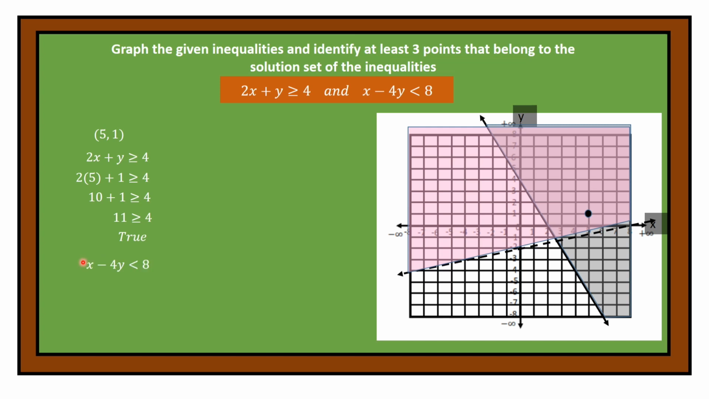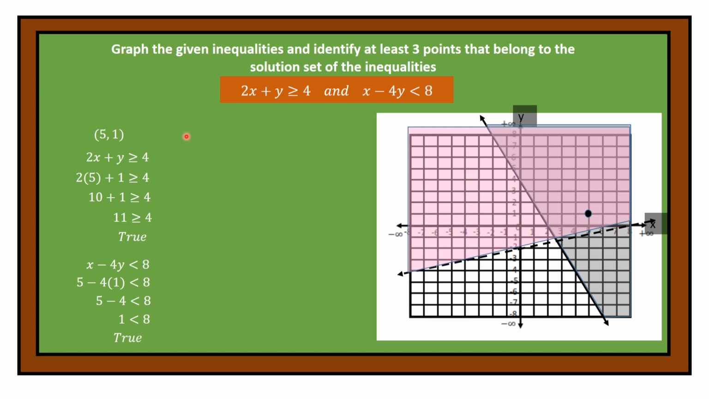Next, para sa ating second linear inequality, we have x minus 4y is less than 8. So, papalitan din natin ang x ng 5 at ang y ng 1. So, we have here 5 minus 4 times 1 is less than 8. So, by solving, we have 5 minus 4 is less than 8. And 5 minus 4 is equal to 1. And then 1 is less than 8. So, this statement is also true. So, ibig sabihin, na-satisfy ng ating ordered pair na 5, 1 yung both inequalities.